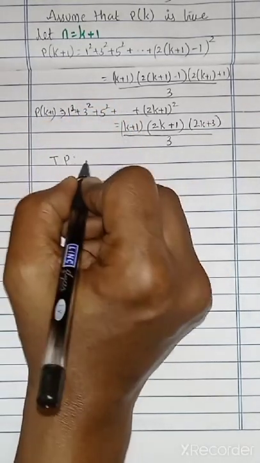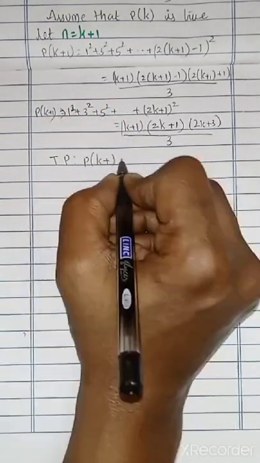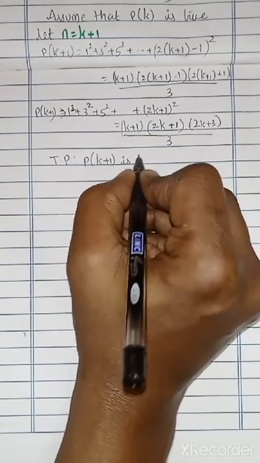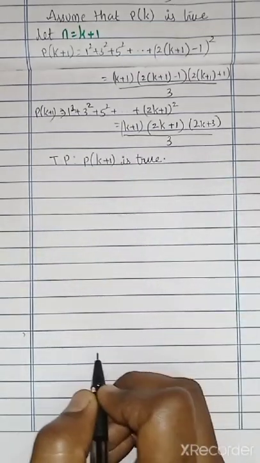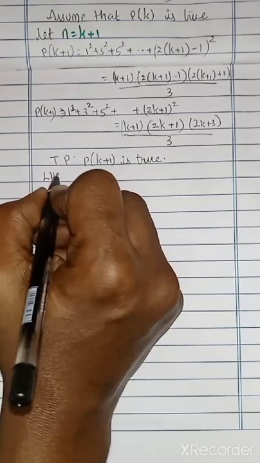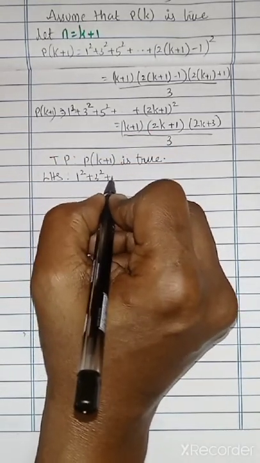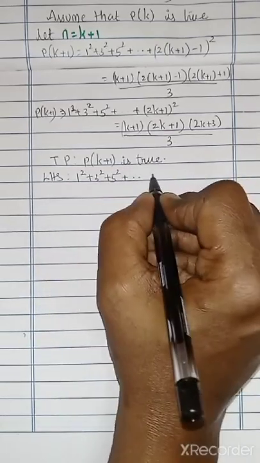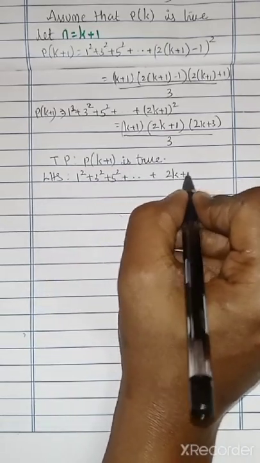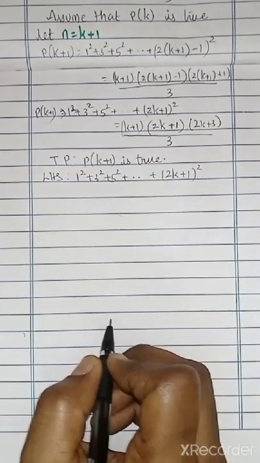What we want to prove? P of k plus 1 is true. So first, what we have to take is the left hand side. What is your left hand side? 1 square, 3 square, 5 square, etc. up to 2k plus 1 the whole square.